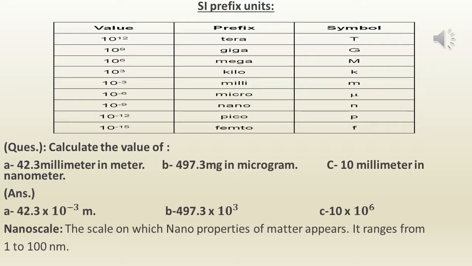Number C, 10 millimeter in nanometer. First, we must convert millimeter to meter. So we must multiply 10 times 10 to the power negative 3. So 10 times 10 to the power negative 3 is in meter. To nanometer, we must divide it by 10 to the power negative 9.